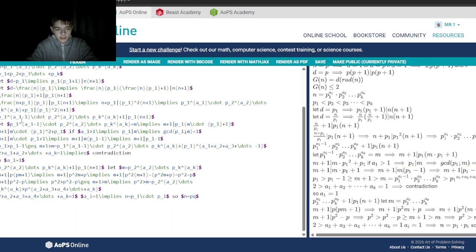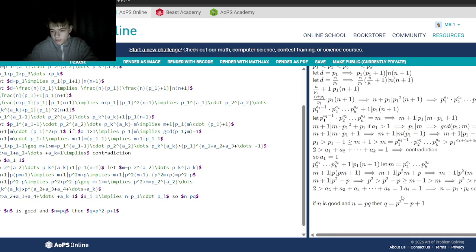Now we will prove that if n is good and n is equal to pq, then q is equal to p squared minus p plus 1. So that's our second claim.